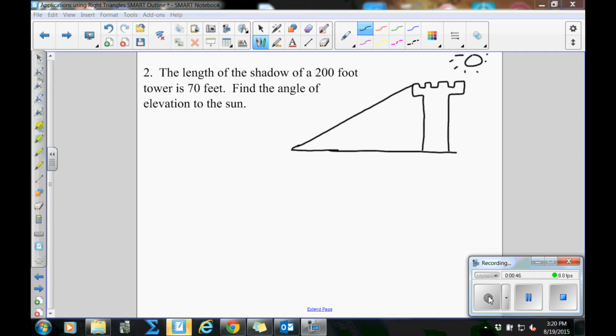Read this carefully, because the numbers are kind of backwards. The length of the shadow of a 200-foot tower, it's the tower that's 200 feet, and the shadow that's 70 feet. So now that I look at it, my picture is obviously not drawn to scale. That's okay. We can still work with it. We want to find the angle of elevation, and again, that angle is always the angle attached to the horizontal, not the other angle. And again, if you need a simpler triangle without the silly pictures, certainly you can do that.